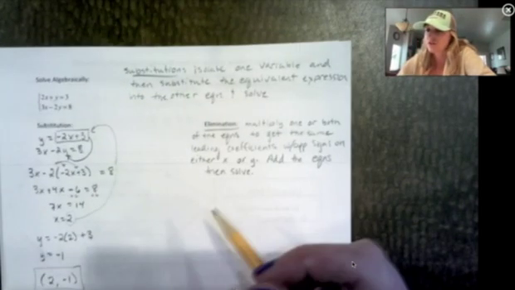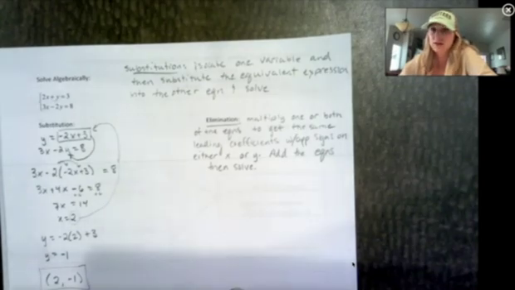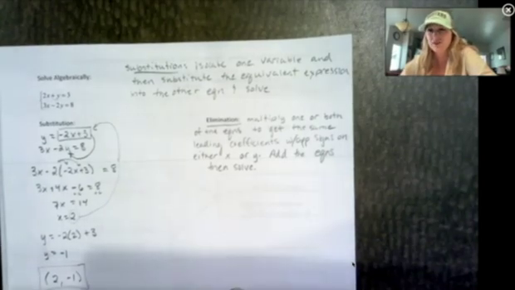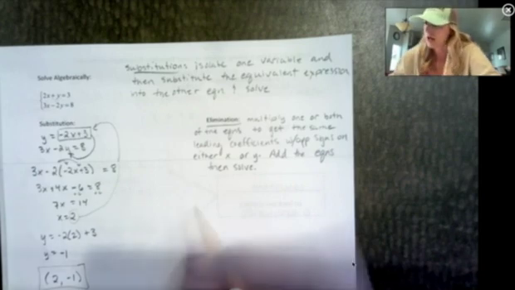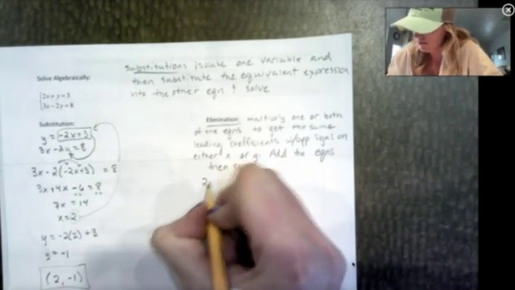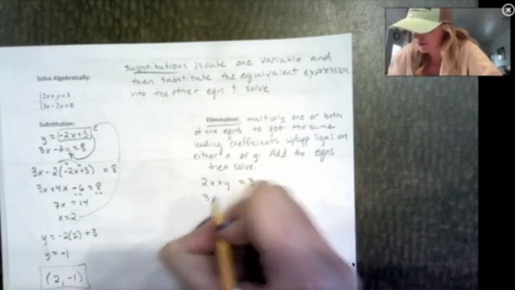So I want to look at my system here, and I want the same leading coefficient, but I want one positive and one negative. The reason I want that is because when I add the equations, I want to eliminate one of the variables. So I need them to be the same, but one positive, one negative. So I'm going to rewrite the system here. Okay, so here's my options.